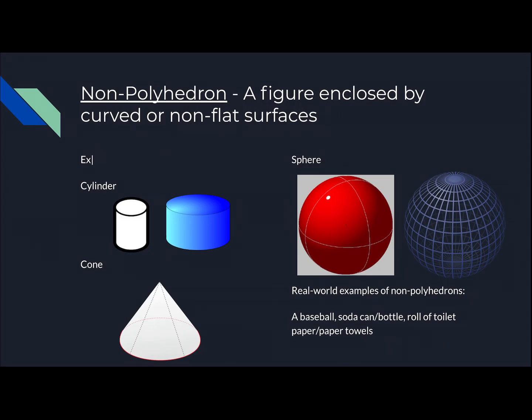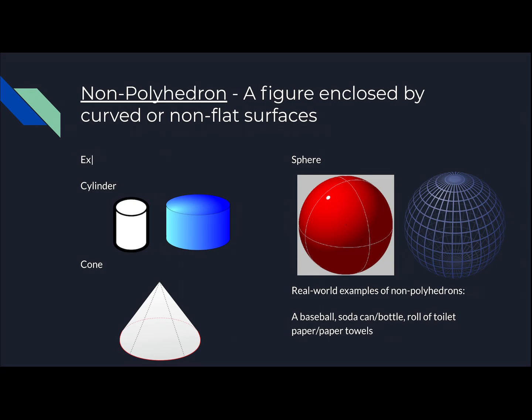Think about a cylinder. How many of you have ever had a soda before? Drinking out of an aluminum can, this is a cylinder. Cones. How many of you have eaten an ice cream cone before? Boom. Or a snow cone. And then spheres. How many of you play sports with a round ball? You work with spheres all the time. Okay? Some other real-world examples of non-polyhedrons are baseballs, a soda can, a bottle, a roll of toilet paper, or paper towels. Those are some real-world examples of cylinders, spheres, or cones.